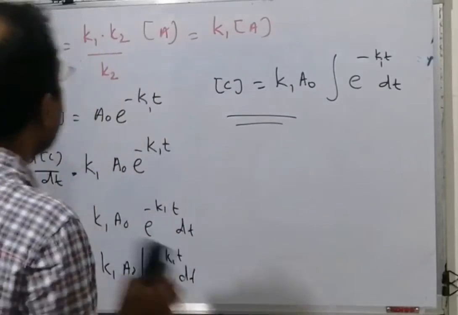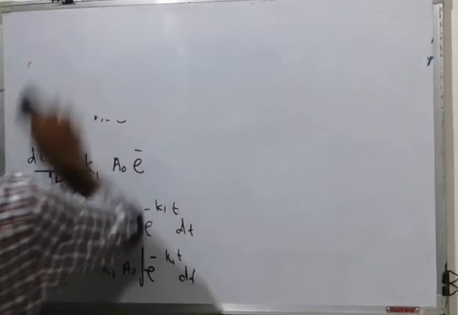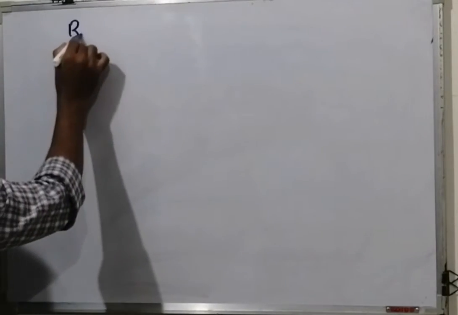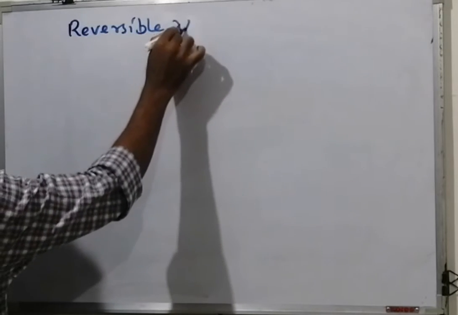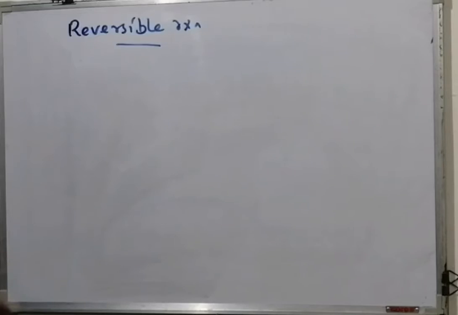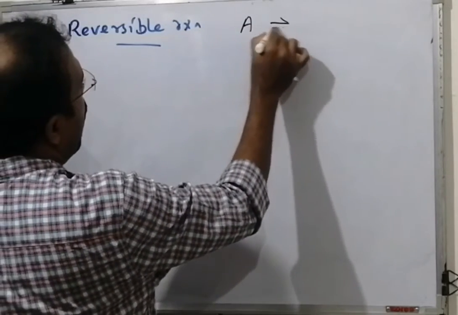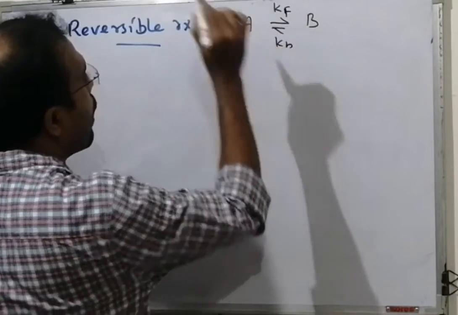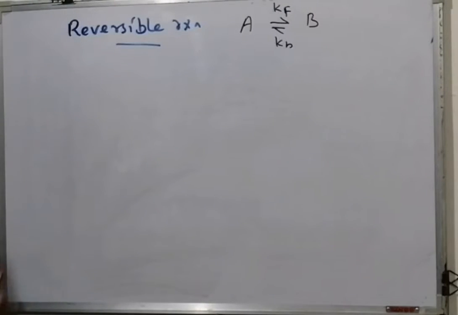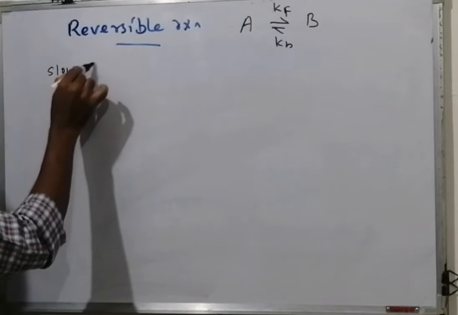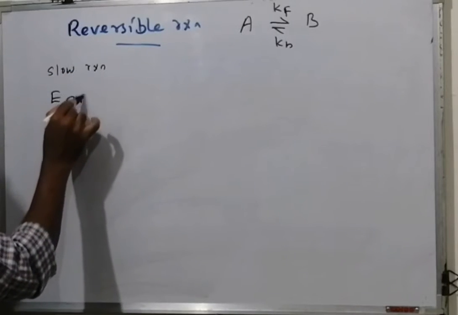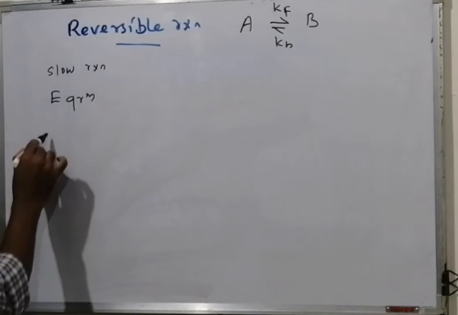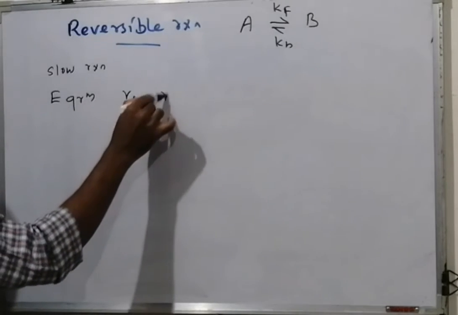Okay. Now I go to another reaction that is called the reversible reaction. What is a reversible reaction? This is another kind of reaction that normally happens in chemical kinetics. That is K forward and K backward. A reversible reaction is a very slow reaction, and there is an equilibrium. At equilibrium, the rate of forward is equal to the rate of backward.